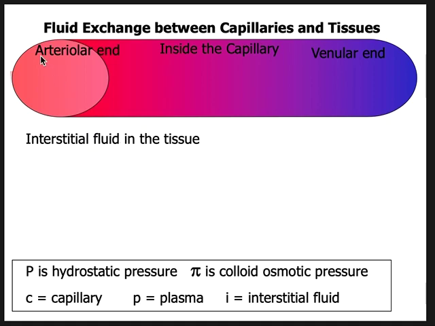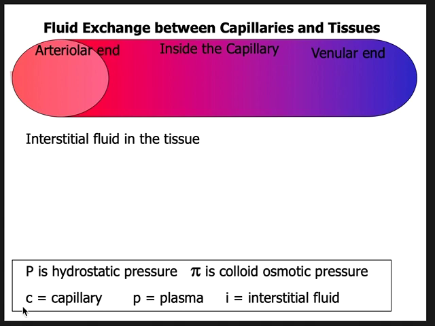You have the end closest to the arterial here of a capillary, and then you have the venular end, the end that will feed into or become the vein. And so looking inside the capillary, we're going to look at each factor for inside and outside. So outside is the interstitial fluid, and we'll do this for both ends. So you'll get to practice and see it step by step.